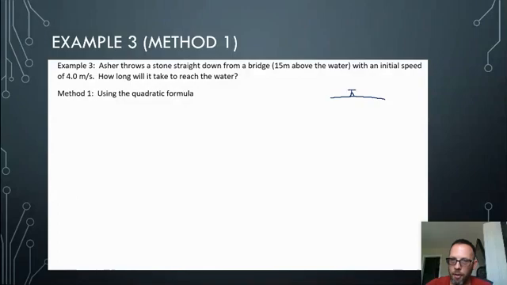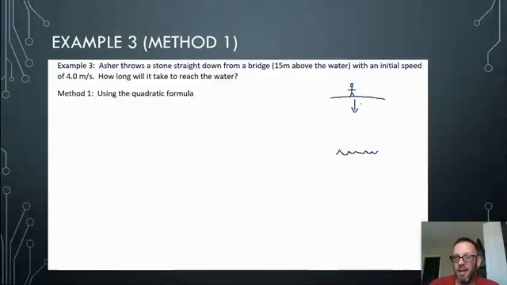Got little Asher up on a bridge. There's a railing, don't worry, and we have the water below. So he fires his stone down, like so. Let's write out what we're given. So Asher throws a stone straight down from a bridge, 15 meters above the water.